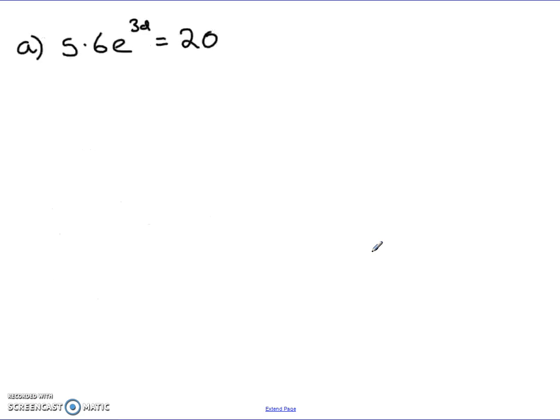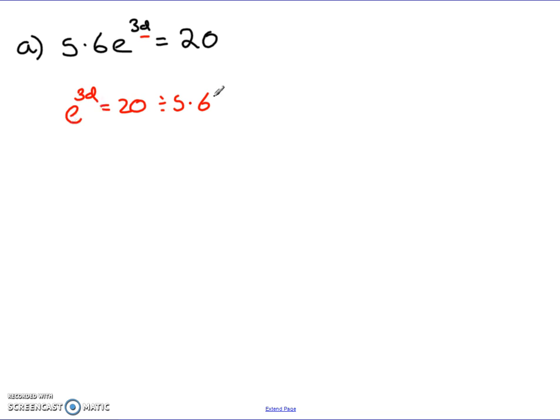So the first one, 5.6 e to the 3d equals 20. And I want to find out what the value of d is. So first thing you need to do is get rid of the coefficient in front of your exponent. So I want to divide both sides by 5.6. And then I get e to the 3d equals 20 divided by the 5.6. Now at this point, if you keep this in like this and you just fire it in the calculator in one go at the end, that's probably the best thing for you.